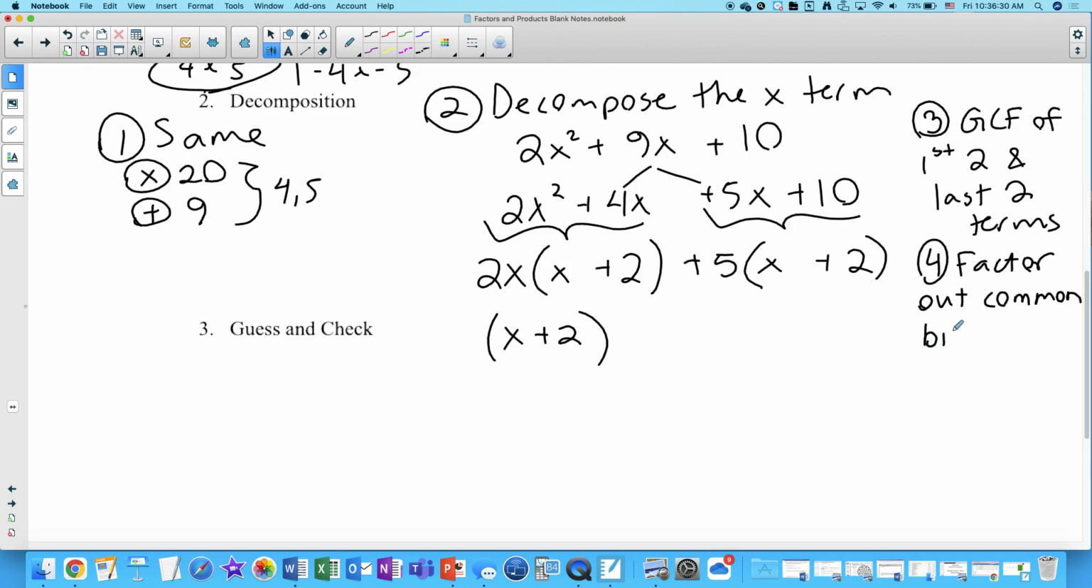And what's left from the first piece is 2x. What's left from the second piece is 5. And now it's factored.